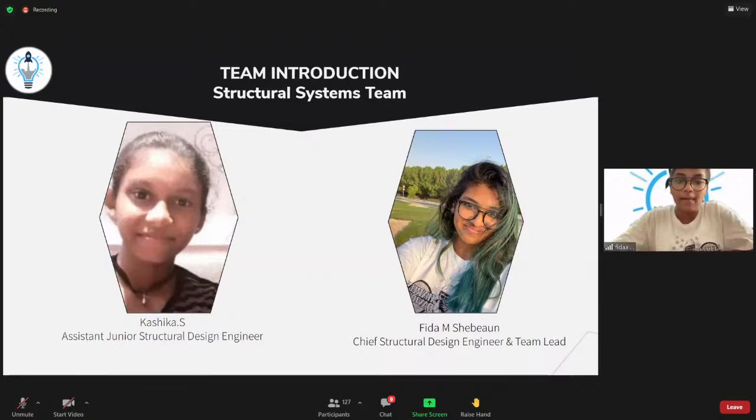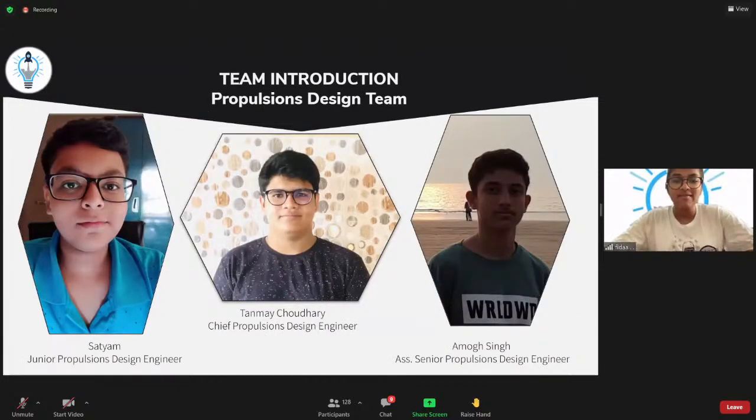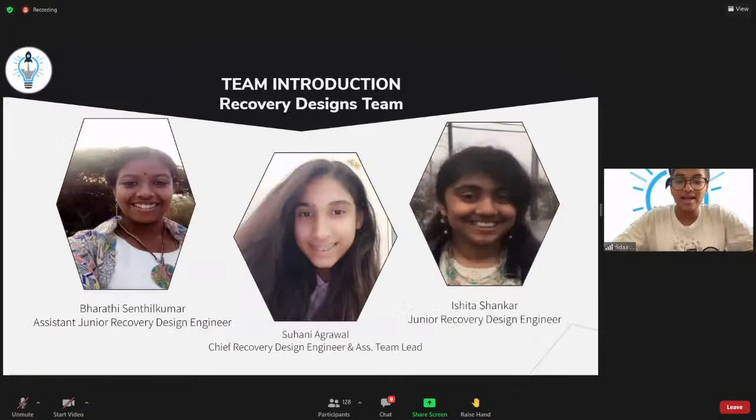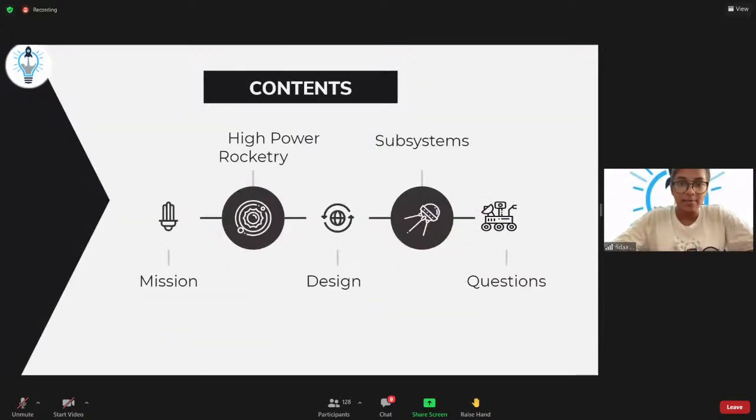Over the course of the program, we divided into subsystems teams, which are as follows. We divided into structural systems design team, propulsion systems design team, recovery systems design team. In the structural systems team, we have Yash, myself, Kashika, and Angelika. In the propulsion systems team, we have Satyam, Tanmay, and Amog. In the recovery systems team, we have Bharati, Suhani, Ishita, Aryan, and Nishant. These are the main topics we will discuss today. Mission statement, high power rocketry, design of the rocket, subsystems, and at the end, a Q&A session.